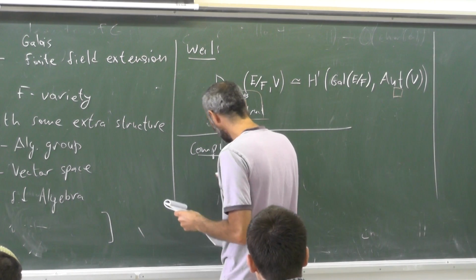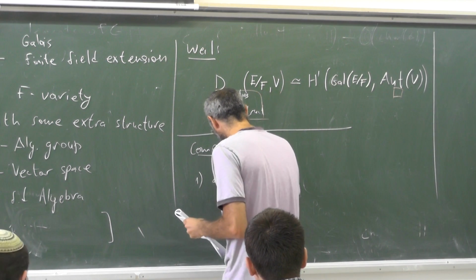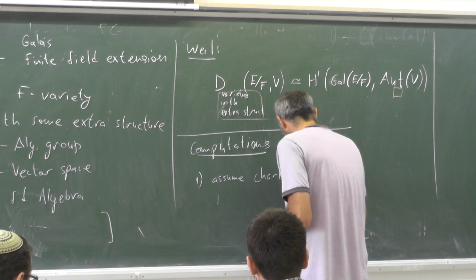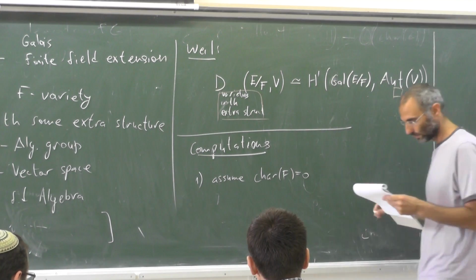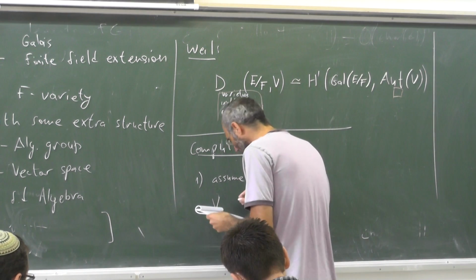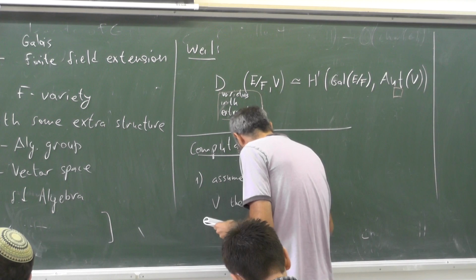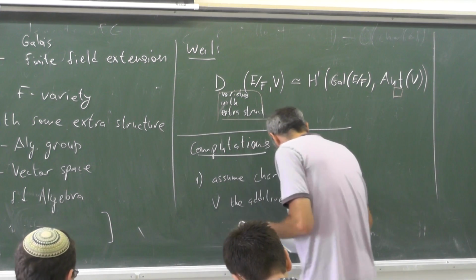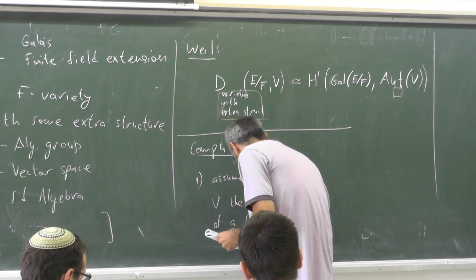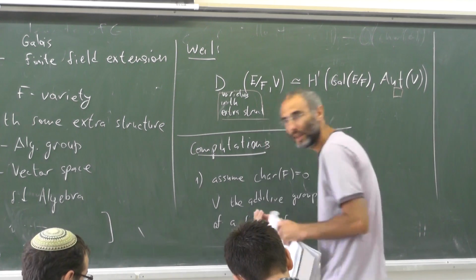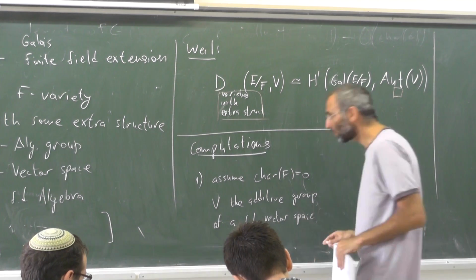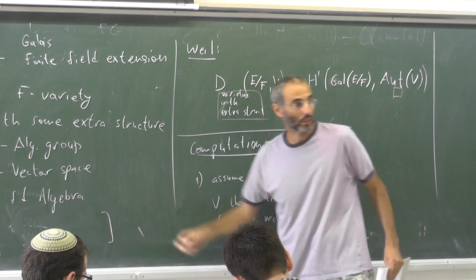So assume in this example that the characteristic of the field is 0. And assume V is the additive group of a finite dimensional vector space. So as a variety, it's affine space, but it is also endowed with this extra structure.